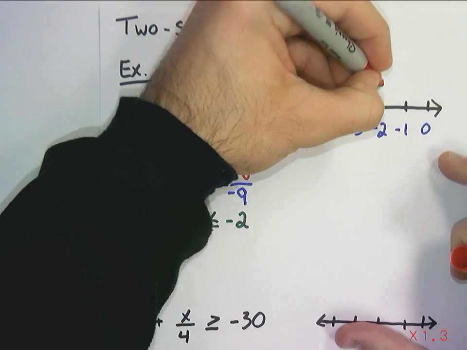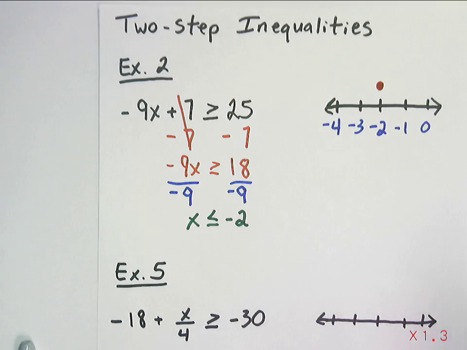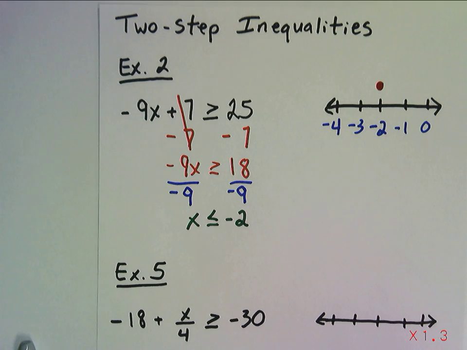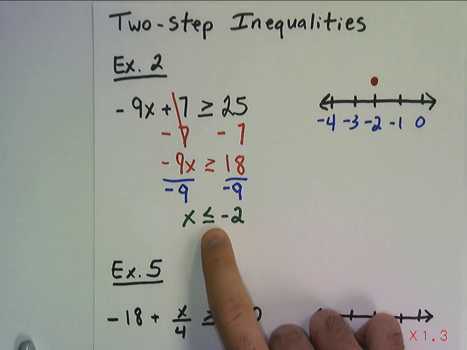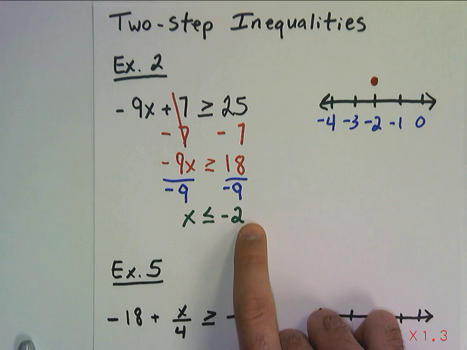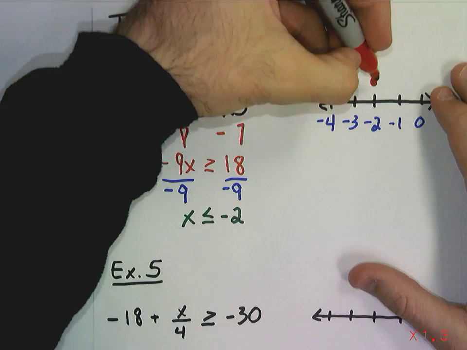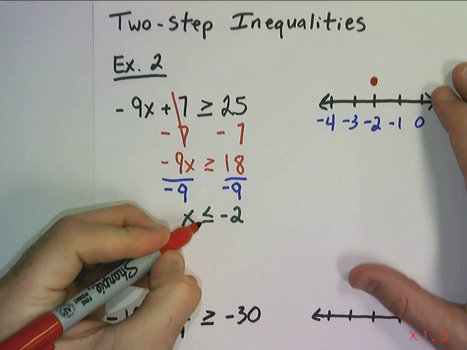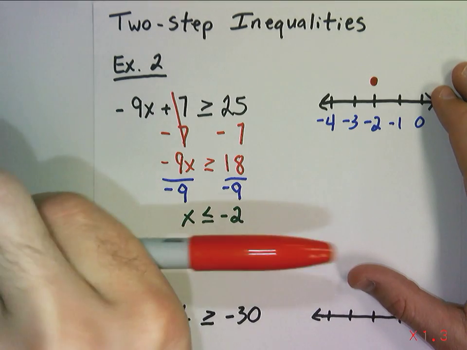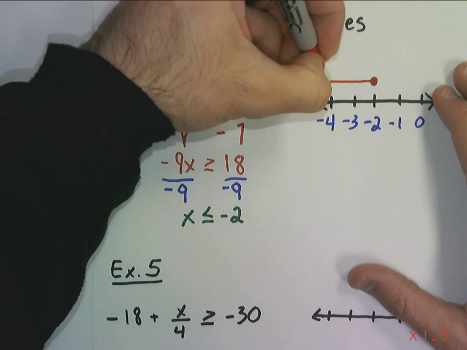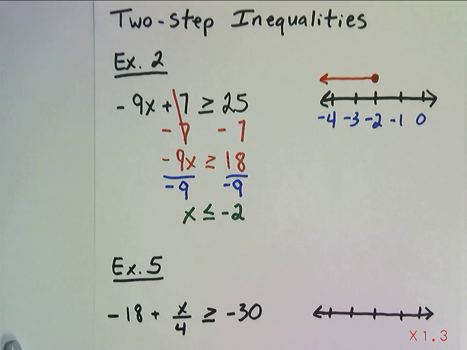So we'll throw a closed circle there. And what we'll need to do then is interpret what this says. It says less than or equal to negative 2. So that means all numbers smaller or equal to negative 2 will make this equation true. Remember, you can think of this as the arrow that's pointing to the left. So our arrow should point left. x is less than or equal to negative 2. So that is example 2 for you there.